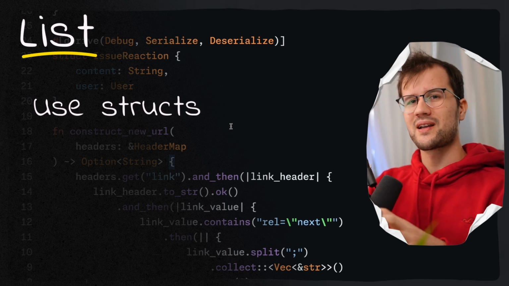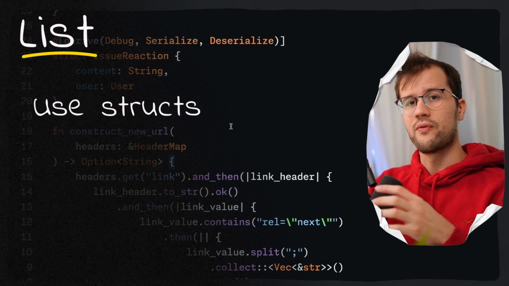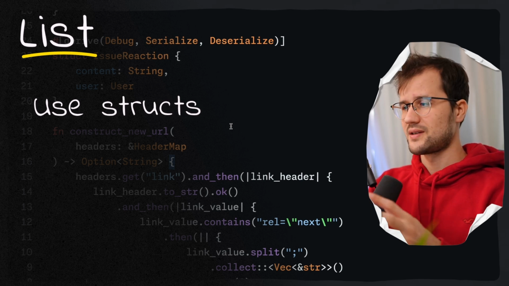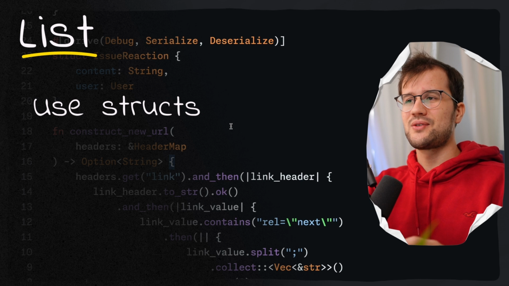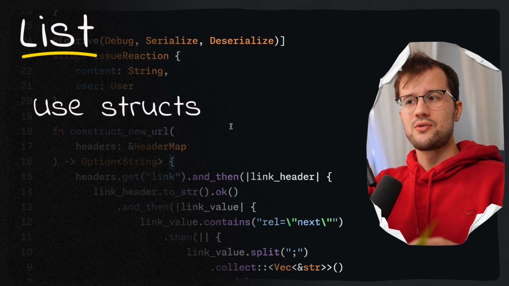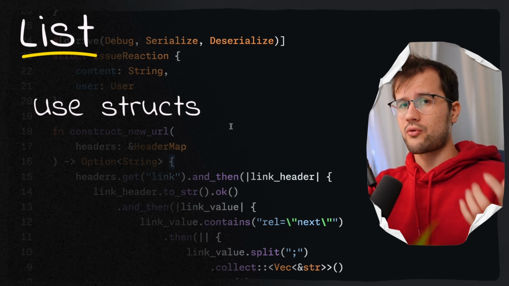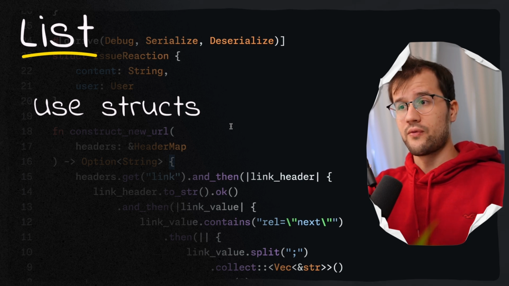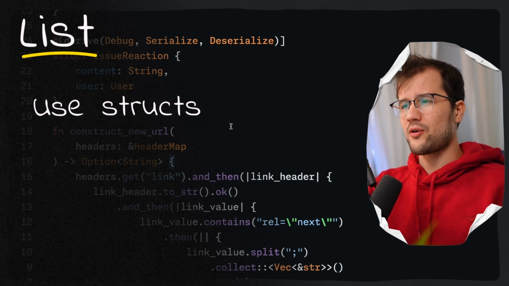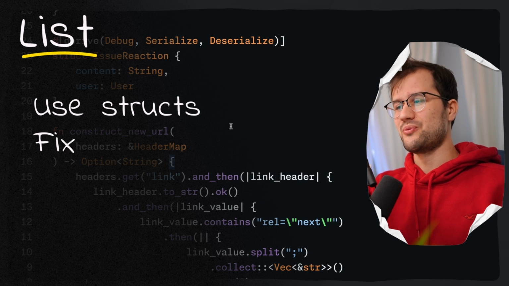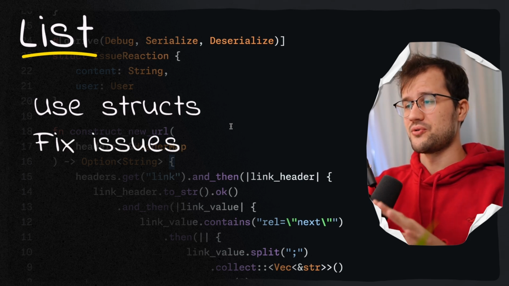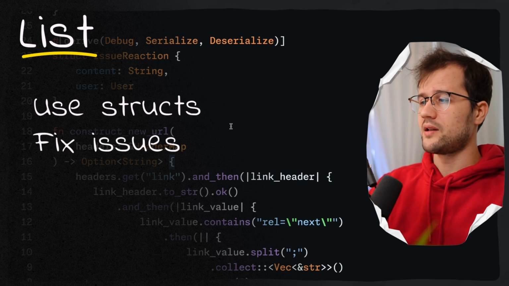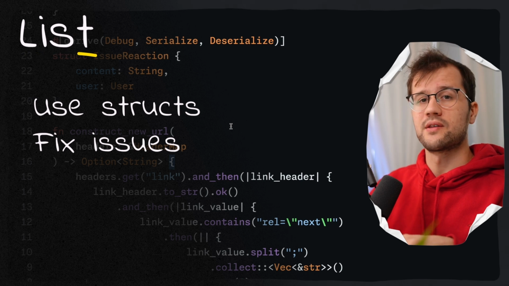And also we can control the visibility of the functions in our struct. Because obviously it makes sense, if we decide to publish this code to a publicly downloadable crate, that we want to restrict the visibility of our functions in the struct. And coming back to our other issues, we've also identified a smaller issue with the construct new URL function, which we are going to also fix in this episode.